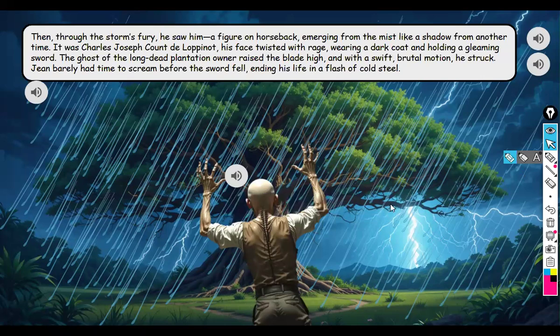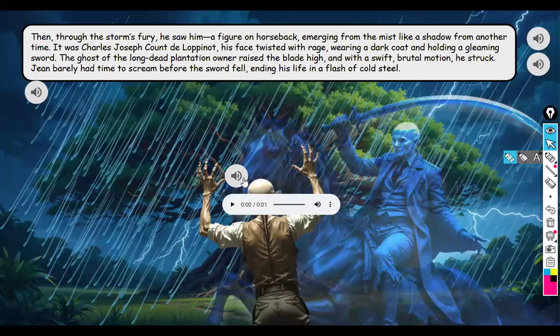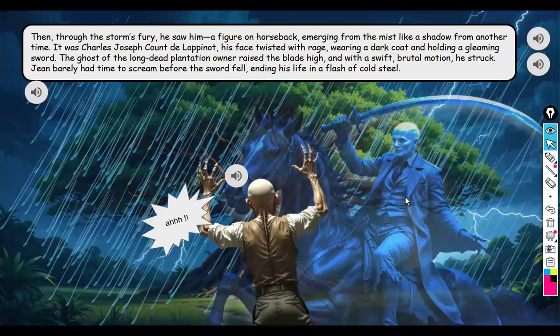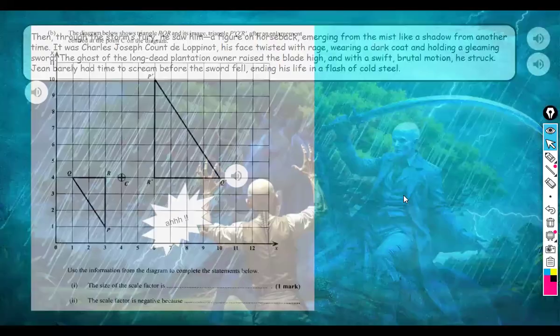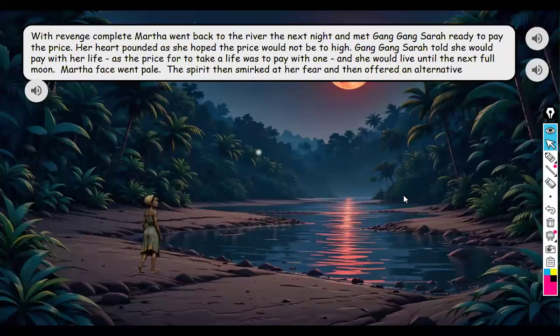All right, remember Count Lopinot from the beginning? But his ghost came back. So the ghost, that's him there. You have to love that scream. Right. So Louise is gone. So Martha has her revenge. Right? But the story is not finished.